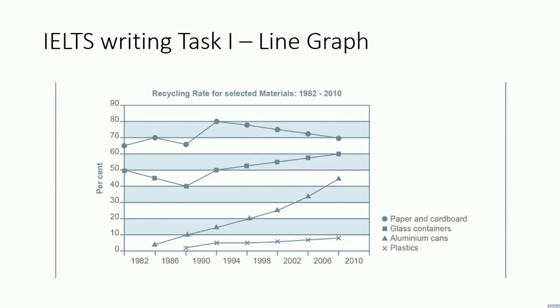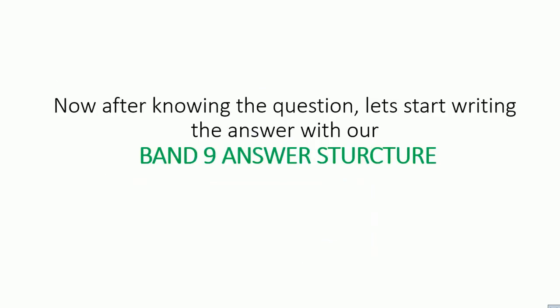Now let us go back to our question card and look neatly at the chart. So we have been given 4 different materials. Their information has been given in terms of percentages. On the y-axis we can see it is a percentage axis, and on your x-axis are the years and the trends. A line graph has been given of these 4 materials. So now after knowing the question, let's start writing the answer with our band 9 answer structure.